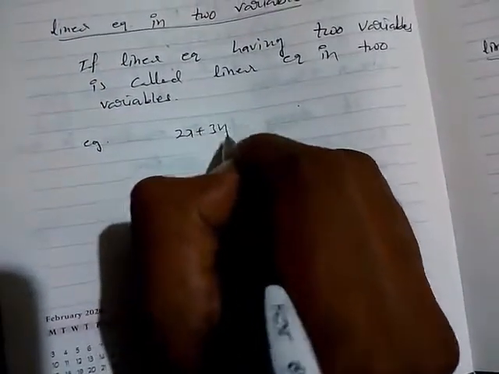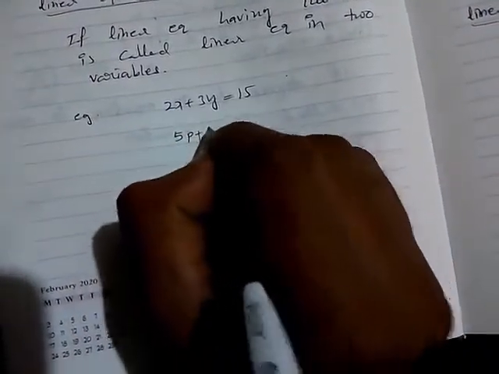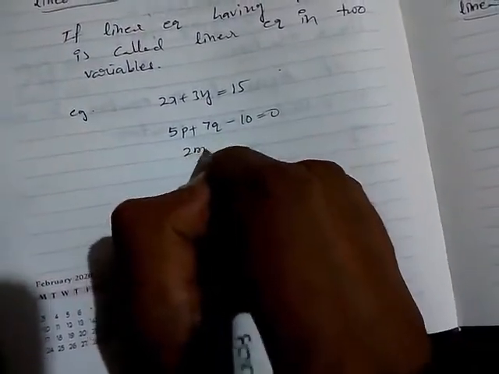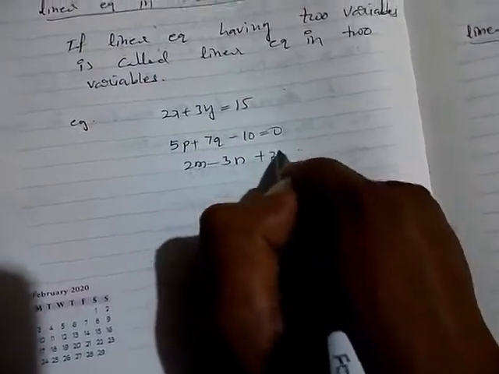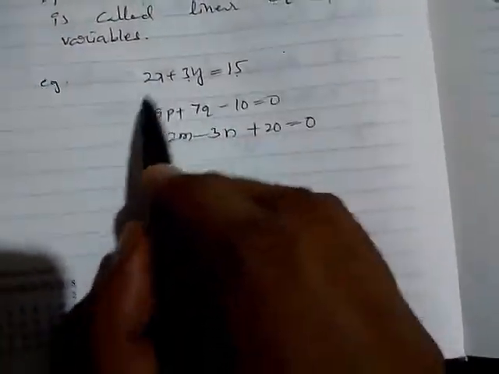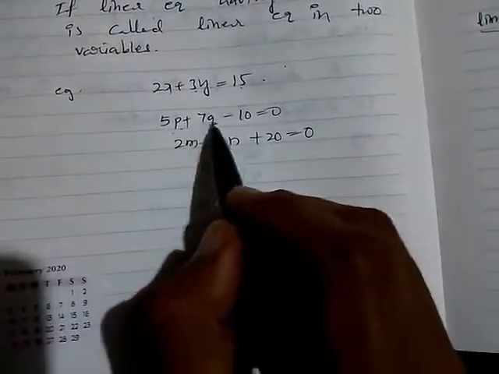See this example. 2x plus 3y is equal to 15. 5p plus 7q minus 10 equal to 0. 2m minus 3n plus 20 equal to 0. So these are linear equations in two variables. This is a linear equation in two variables x and y. This is two variables p and q.